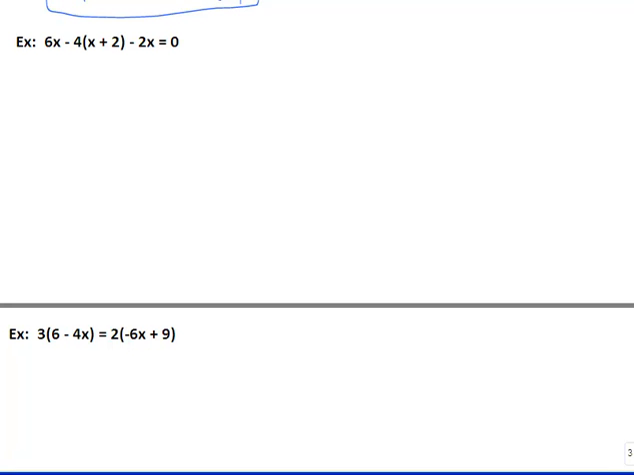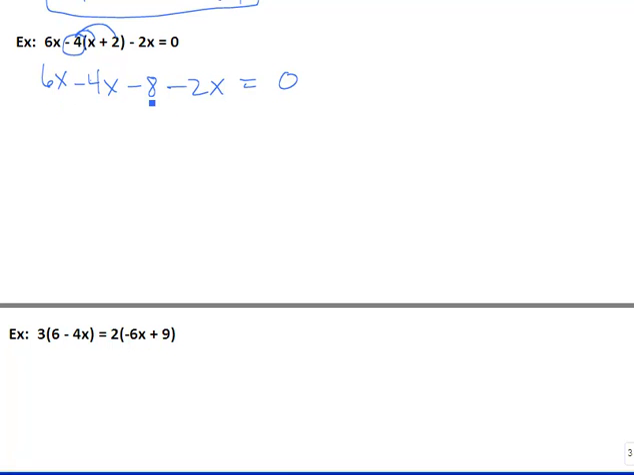So for example, on this example here, we have parentheses, so I want to start by distributing. And when I distribute, I'm going to distribute the negative with the 4. So the 6x will stay put. Negative 4 times x is negative 4x. Negative 4 times positive 2 is negative 8. This minus 2 carries down, and we still have our 0.